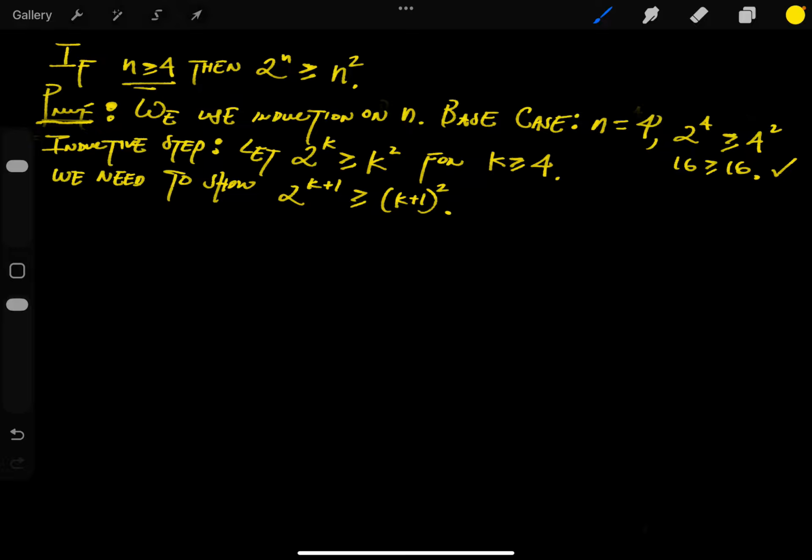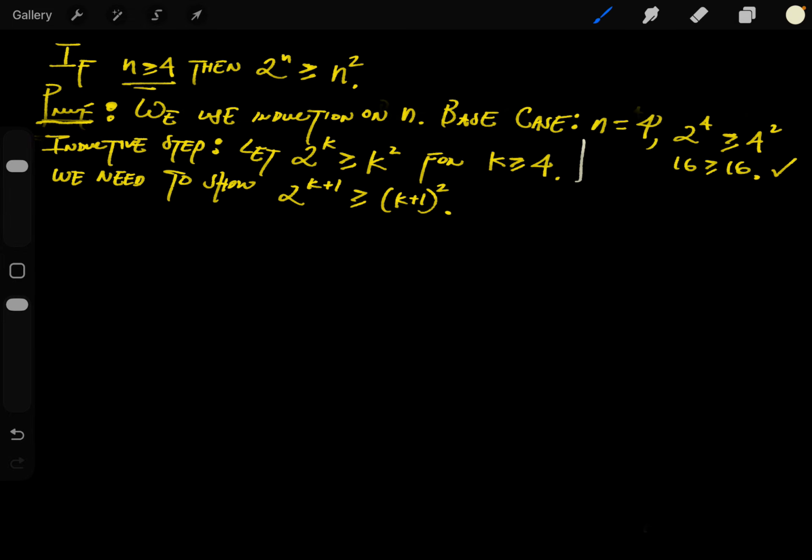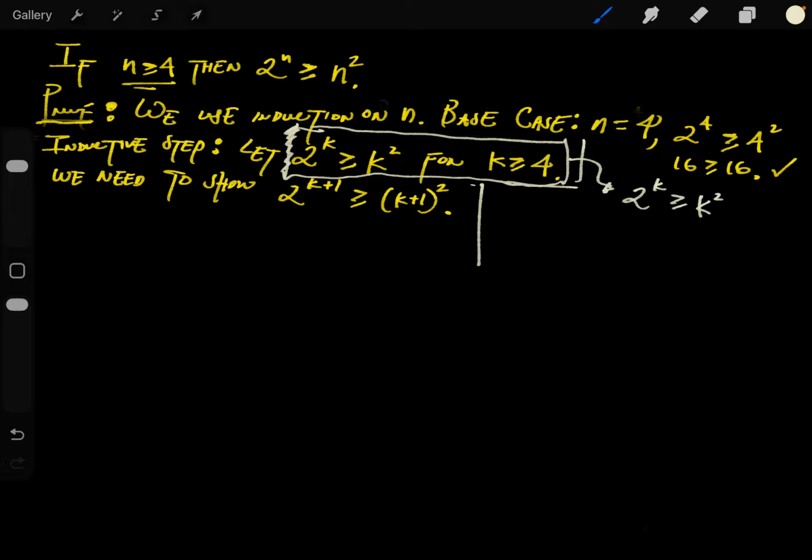Okay, now in order to show this, we kind of need to take a little bit of a detour and just do something on the side. So let's just work on the side for a second, and consider what we have based upon the inductive step. So our inductive hypothesis is this right here. I'm going to write that 2 to the k is greater than or equal to k squared for some k greater than or equal to 4.